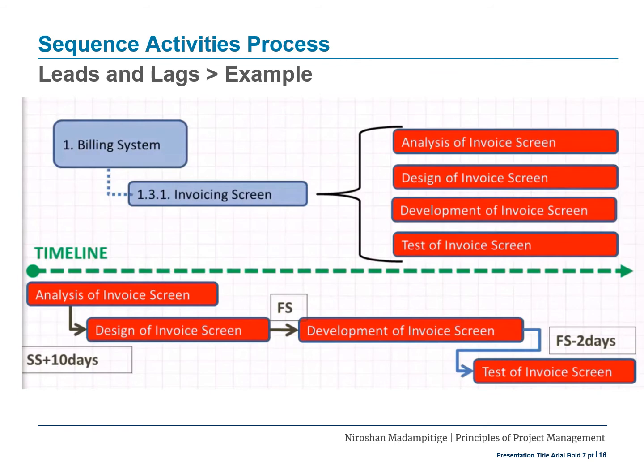All right, now let's have a look at the last activity, that is testing of the invoice. Here, between testing and development of the invoice, we have a finish to start relationship. That is to say, as soon as the development of the invoice screen finishes, the test of the invoice screen can begin. But in this case, we have a lead time. What does that mean? This is saying 2 days prior to the development of the invoice screen finishing, the testing of the invoice screen can begin. How you indicate that in your network diagram is saying finish to start relationship, FS minus 2 days.